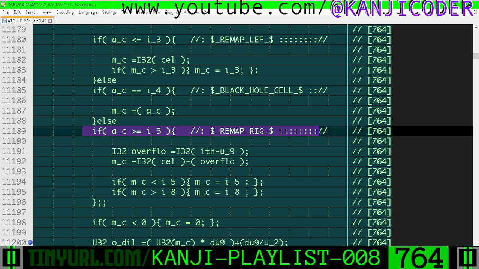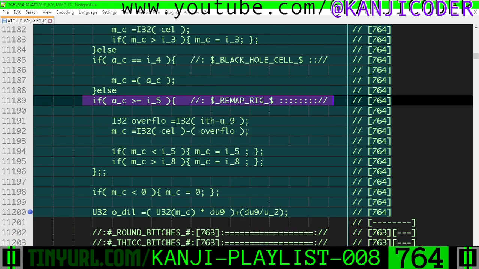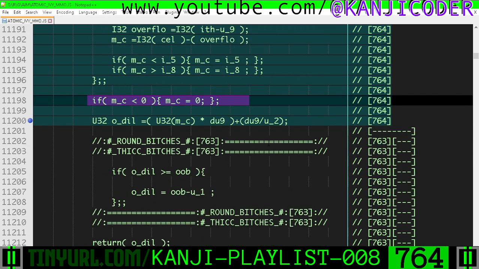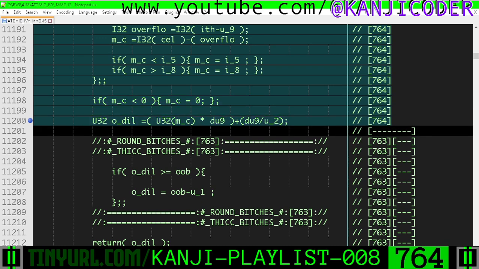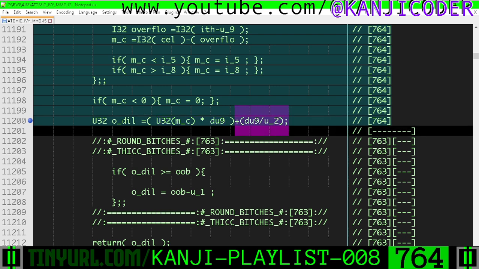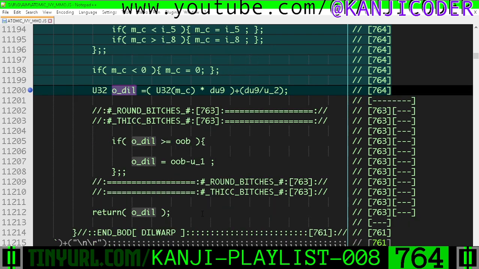Now, if we are on the right side, then we have to get this overflow amount, which will be 0 if we are on tile size exponent 0. And we have to shift everything back, and then we have to cap on the left and right sides. If we're less than 0, we make it 0, and then we do this kind of Texel center-ish math: the cell multiplied by the discrete units, and then half a discrete unit to get this output discrete internal local.